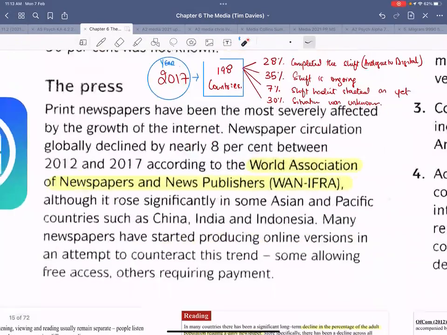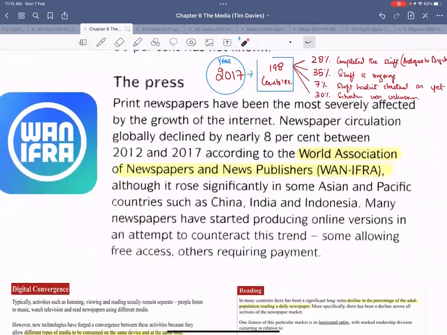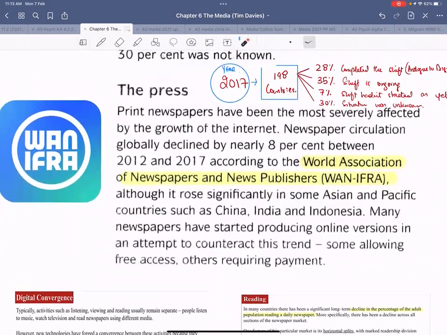Let's talk about the press. Print newspapers have been, everyone knows the press, right? Everyone knows the word press. Print newspapers have been the most severely affected by the growth of the internet. I have seen that happening. There were days back when we were young, we used to see these newspaper individuals on bikes going from one place to another throwing newspapers. And today we see the reduction in the amount of newspaper consumption.